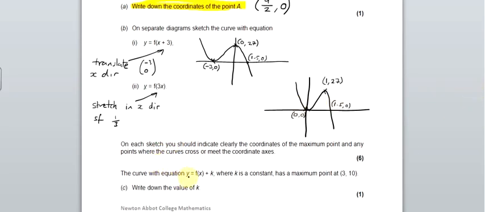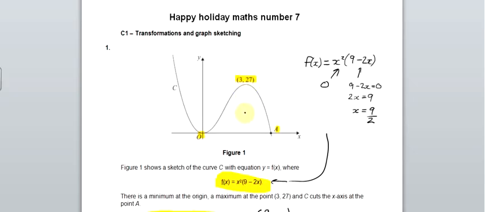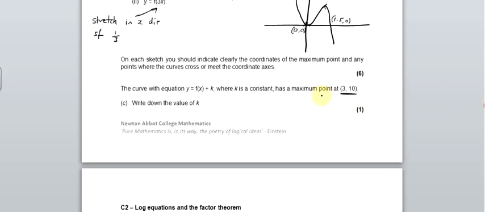And finally, the curve with equation y equals f of x plus k, where k is a constant, has a maximum point at 3, 10. So let's go and have a look at that. So 3, 10. So if we drew that on here, well, there's 3, 27. So 3, 10 is going to be somewhere down here. So it would look like this. And you can see it's been moved down by, well, it was, that's 3, 10, wasn't it? It's moved down by 17. So what it means is we've got a translation of 17 down, so k is going to be minus 17. K equals minus 17.